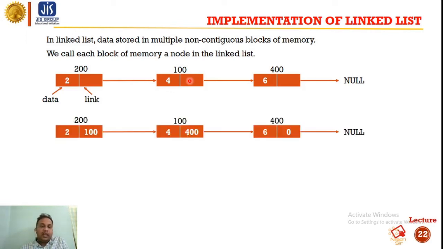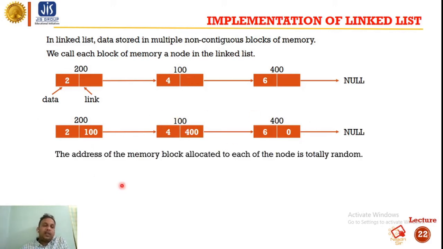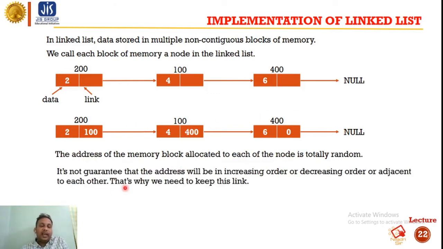So this is the example of a linked list. You can see that the address of the memory block allocated to each of the nodes is totally random. 200, 100, 400, these are all random values. It is not guaranteed that the addresses will be in increasing or decreasing order or adjacent to each other. That's why we need to keep this link. If it is 200, the next will not necessarily be 201 or 202. That is why this link portion is there.